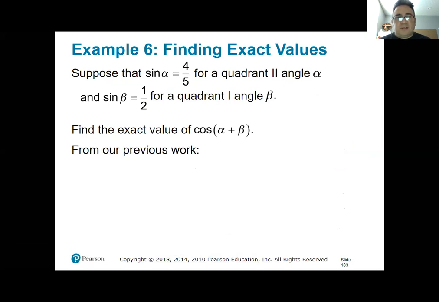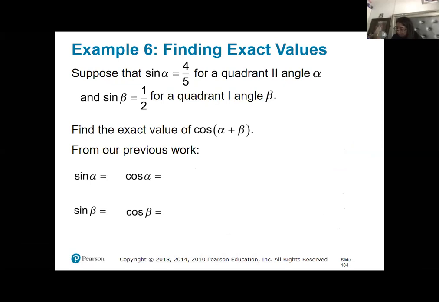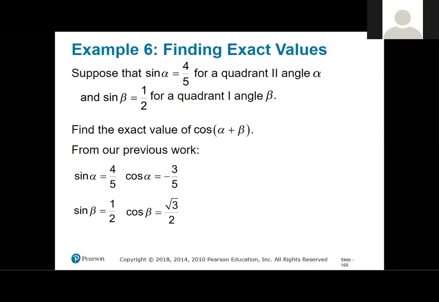What do we know from our previous work? What did we learn about sine of alpha? Sine of alpha is four over five. And what was sine of beta? One half. Cosine of alpha, what was cosine of alpha? Negative 3/5. Good. And now what is cosine of beta? Square root of 3 over 2. Good job.